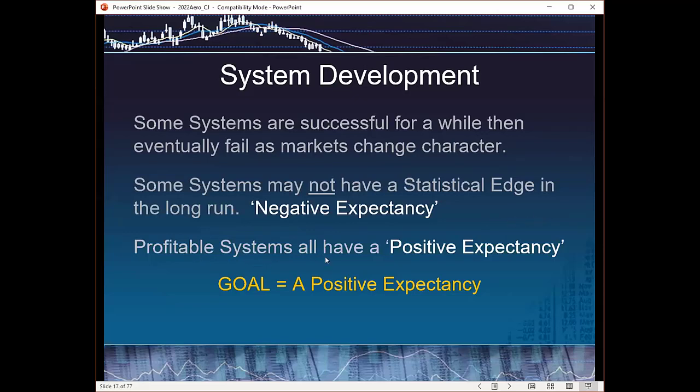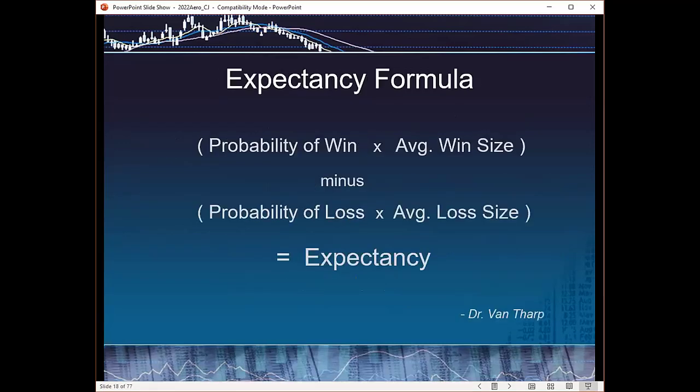And we're going to get into that next. A profitable system, all profitable systems have and must have a positive expectancy. And that's my goal, and should be everyone's goal. To be profitable trading is to have a positive expectancy in your system. What the heck is that?